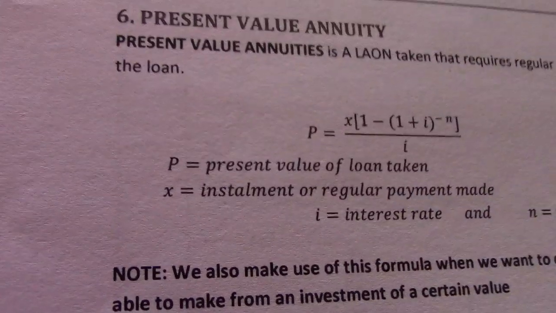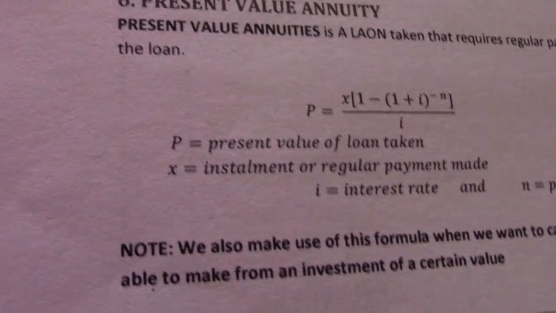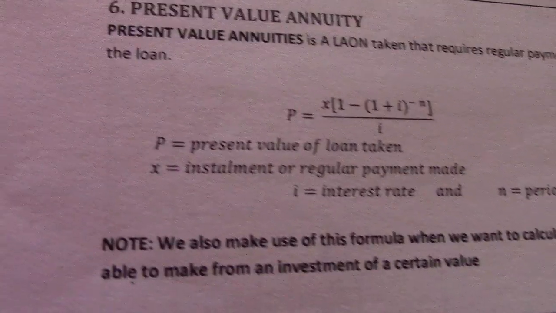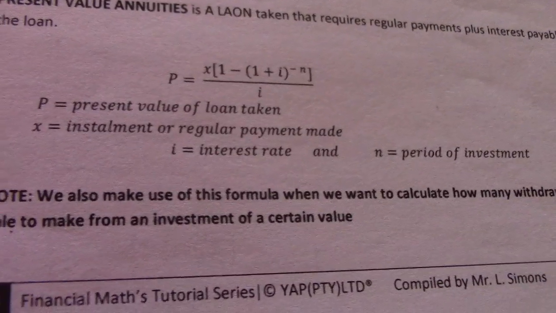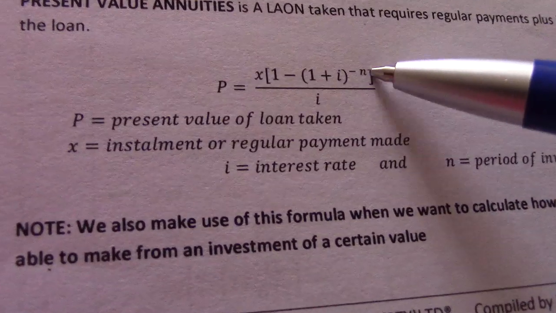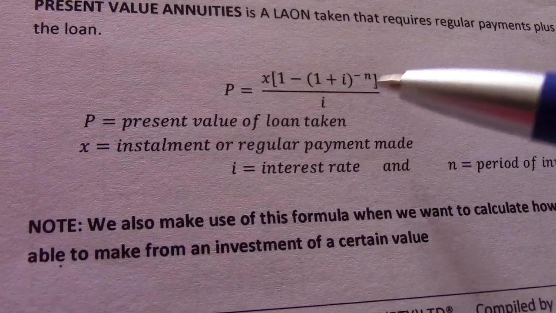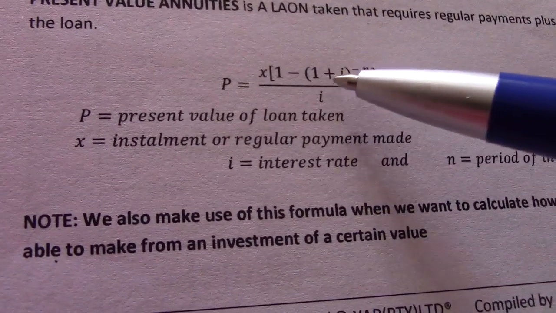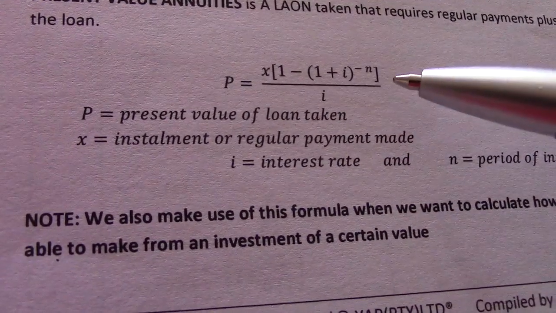So P, present value of a loan taken. X, which you by now should know is installments of regular payments, I and N. Right? Now that formula, as you can see, is just swapped around. N now becomes negative and it's 1 minus 1 plus I to the power negative N, over I, for the present value.